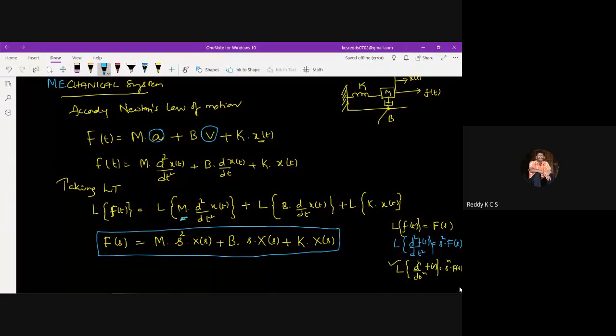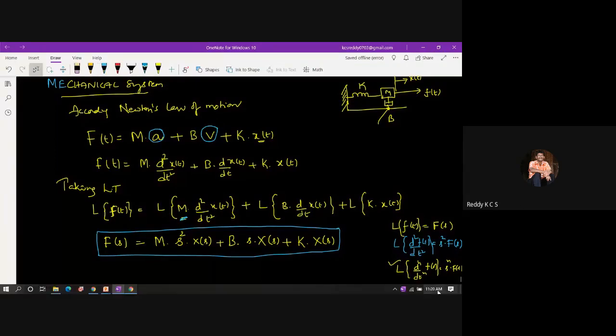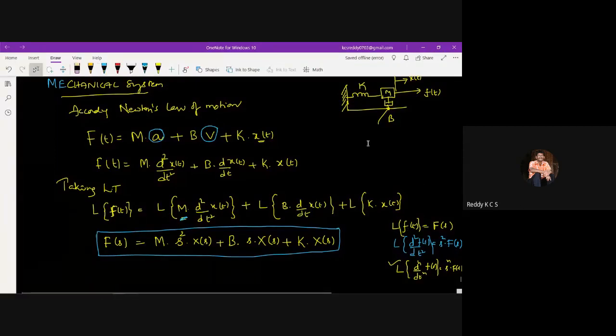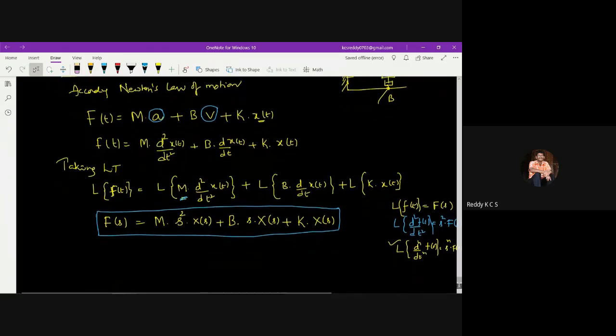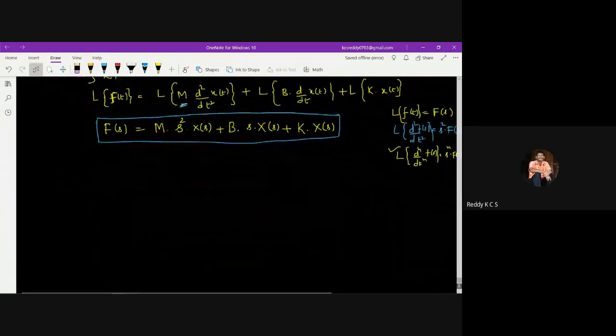Okay, got it now. So this is the Laplace transformation of the mechanical system, if it is represented with the mass, the spring and the damper. So similarly, we can take the loop analysis or force-voltage analogy, which we discussed. So we'll take the force-voltage analogy.